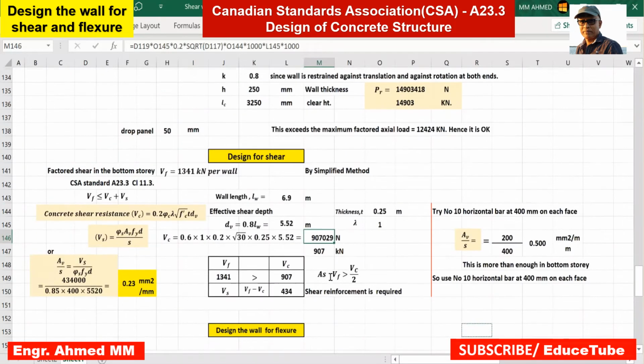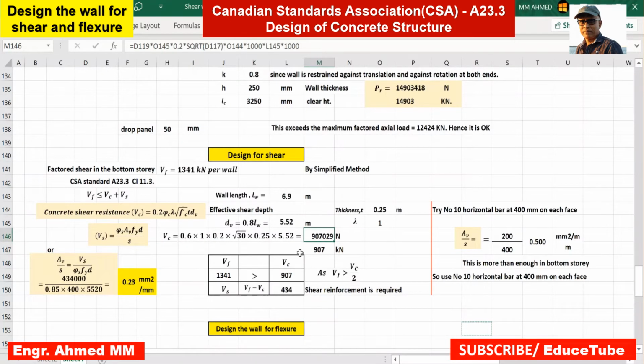So one important thing we have to check. What is that? VF, I already told, the factored shear in the bottom story, is 1341 kilonewton per wall. But the concrete shear resistance of our wall is 907 kilonewton. So what about the balance? Of course, this balance 434 must be resisted by shear reinforcement.